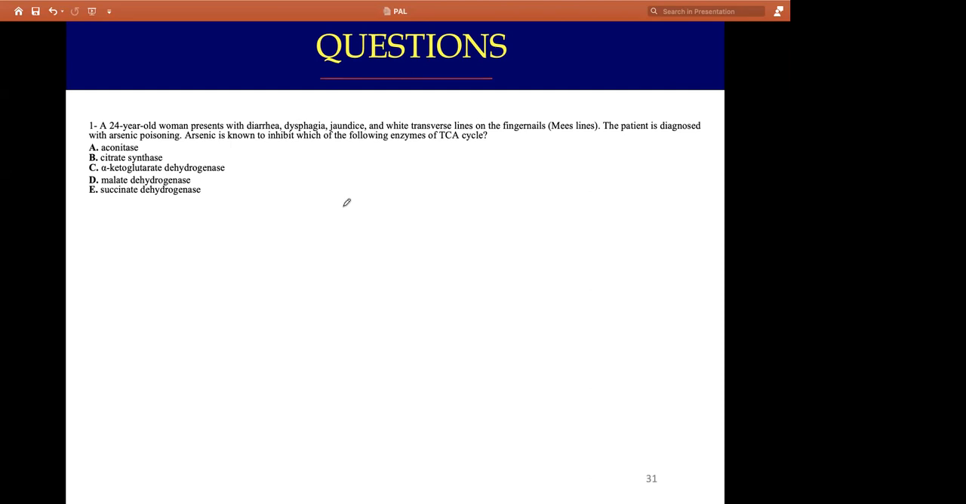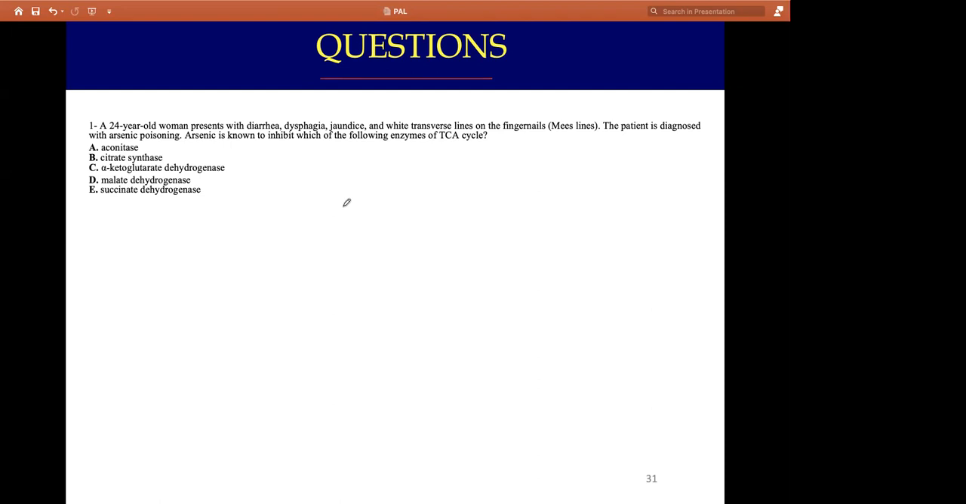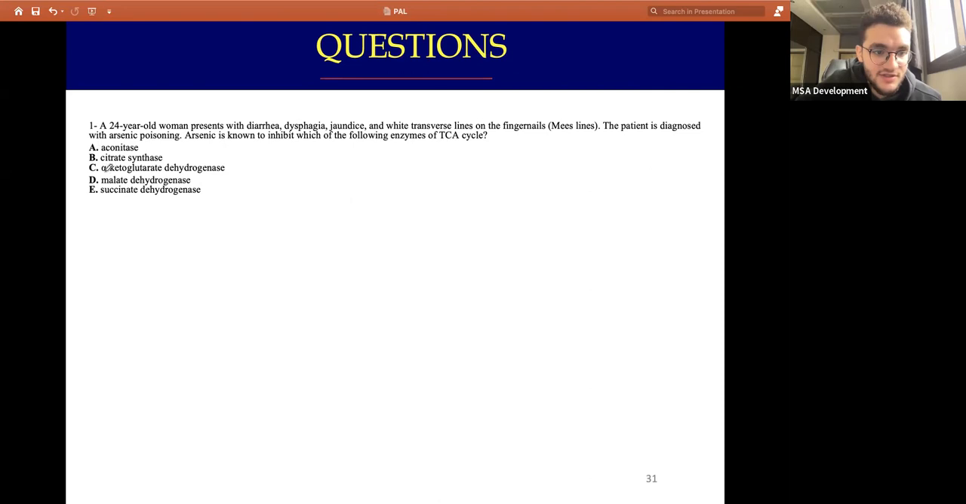It's alpha-ketoglutarate dehydrogenase, and there's another one. Yes, pyruvate dehydrogenase. Good. Obviously pyruvate dehydrogenase is not among the choices, so it's alpha-ketoglutarate. Yes. It's E. Okay, why is it E? Do you have any explanation for that?